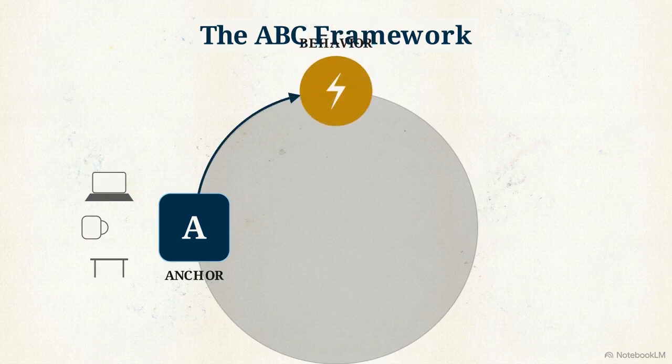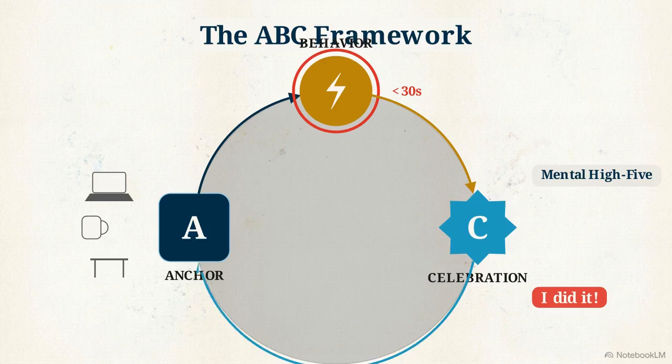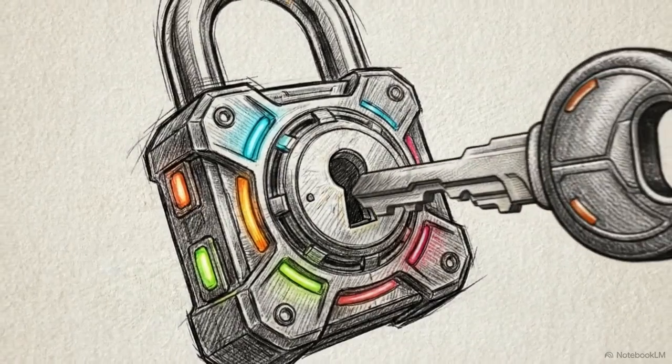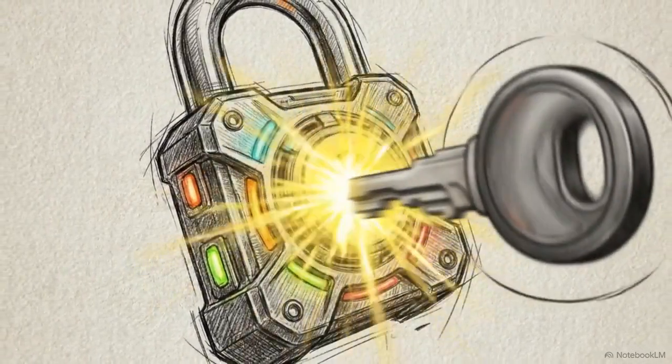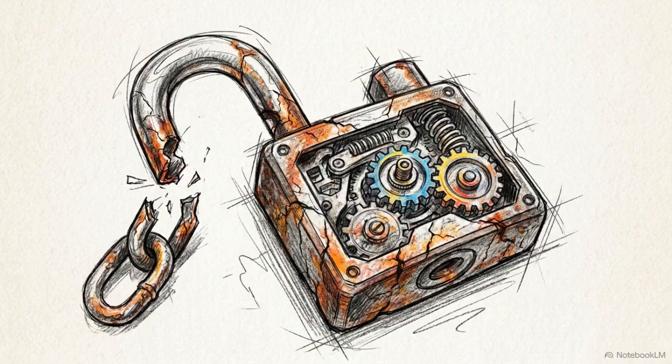B is for behavior. This is a micro version of a SAMVAD skill that takes under 30 seconds to perform. C is for celebration. This is an instant positive emotion you generate right after the behavior, such as a quick mental high five, or simply smiling and thinking, "I did it." It is the biological dopamine spike from that celebration, not the repetition itself, that signals your brain to lock the habit in. Skipping this step makes failure much more likely.